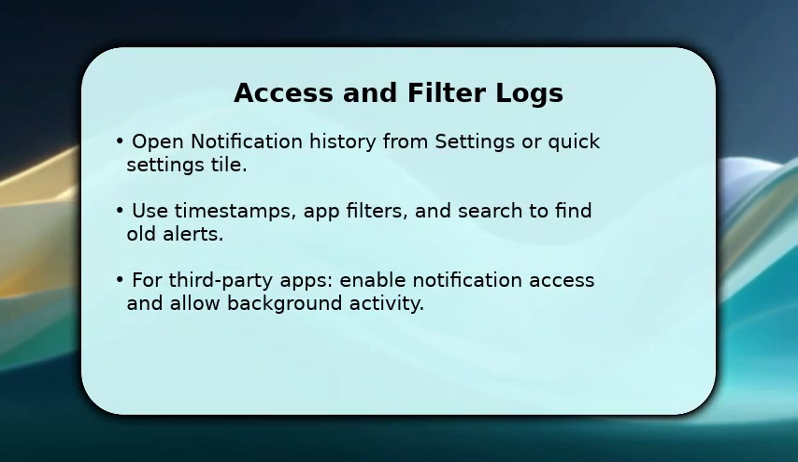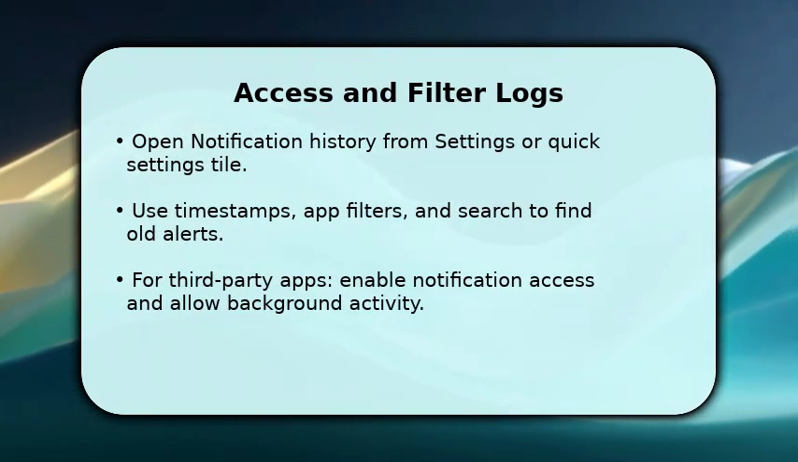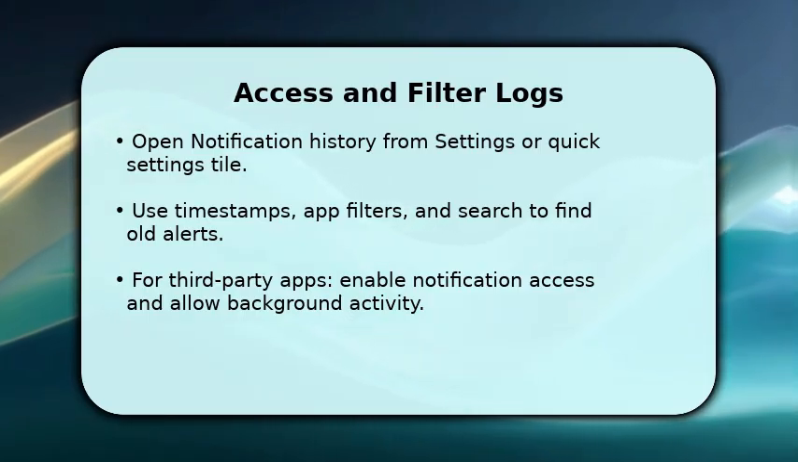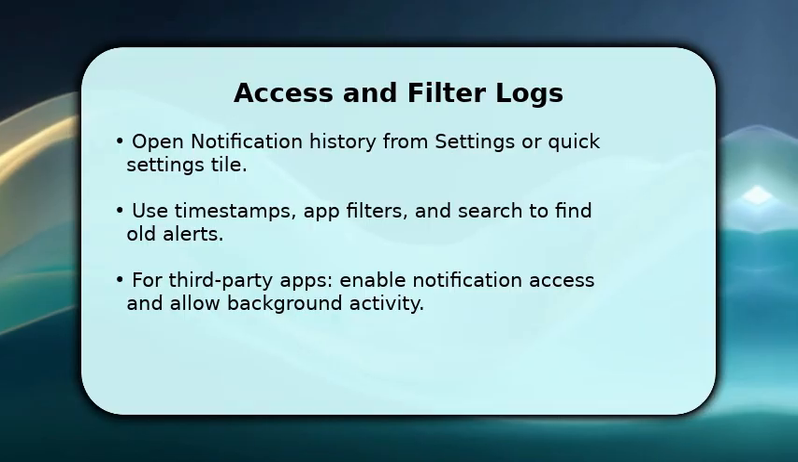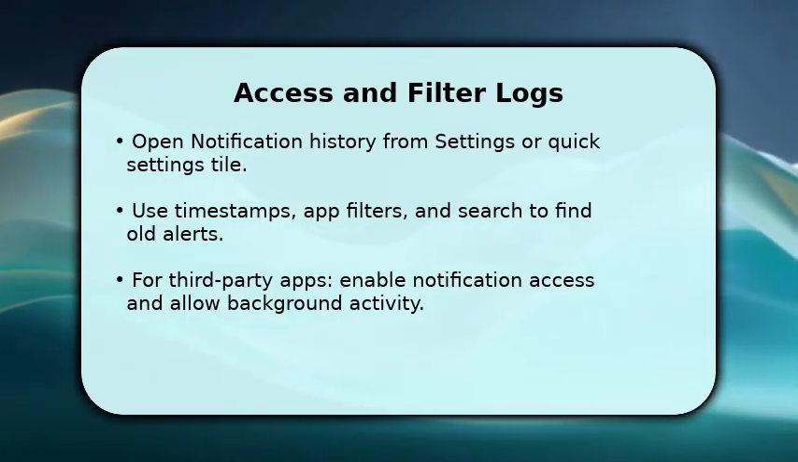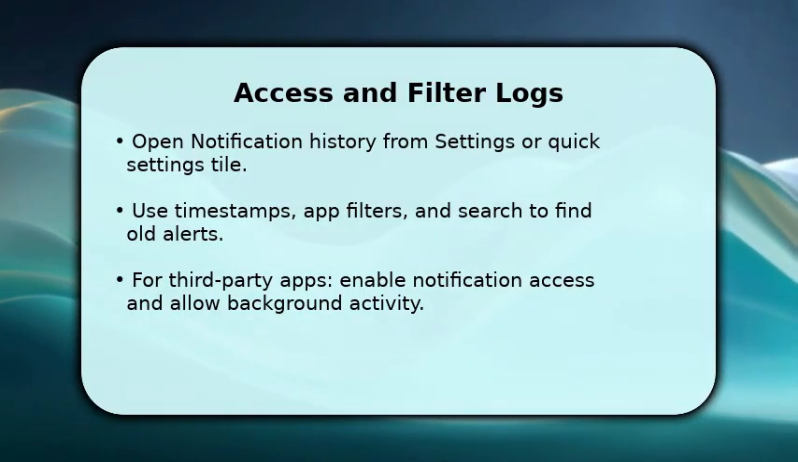Once history is active, open the Notification History panel to scan recent entries. Entries show the app, timestamp, and a preview. Use the search box or filter by app to zero in on a message quickly. This helps when you know the sender but not the time.